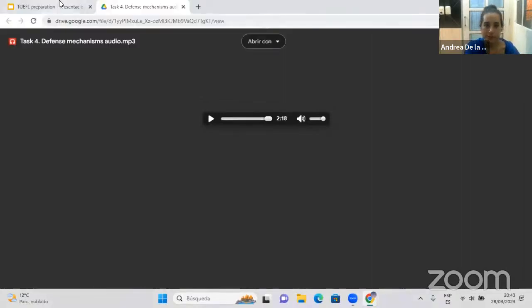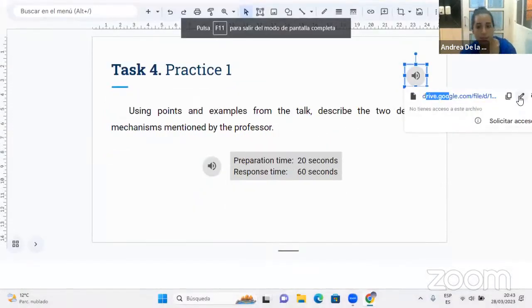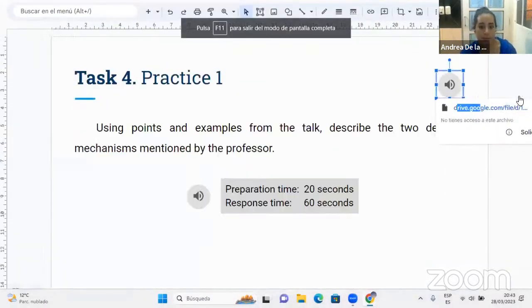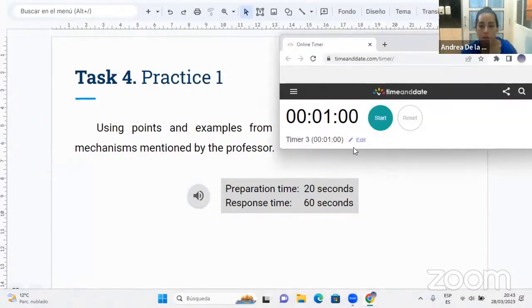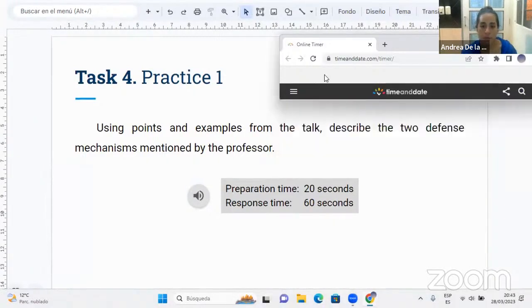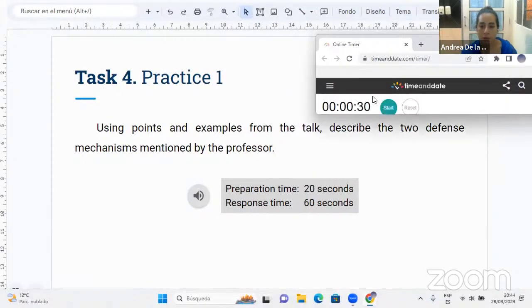Okay. So the question says, using points and examples from the talk, describe the two defense mechanisms mentioned by the professor. Right? Now you will have 20 seconds to prepare your responses, and somebody will try. Please, you may start preparing your responses.